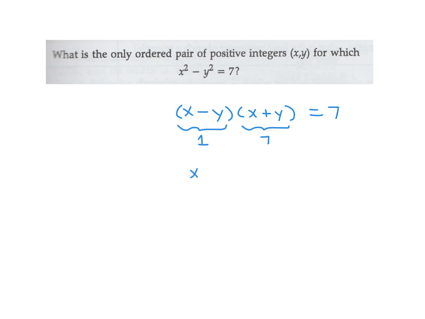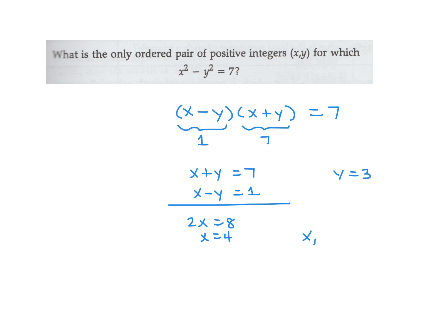So if that's the case, x plus y is 7. X minus y is 1. And then we can work with these two equations. If you add these two equations, you'll get 2x is equal to 8, and therefore x is equal to 4. Substitute that back into any one of these, and you'll get y is equal to 3. So our ordered pair x, y is 4, 3. And of course, you can plug it back into here to verify that that solution indeed does work.